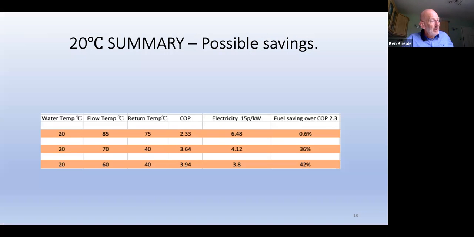There's a summary of some other numbers that we've got. So even with a high incoming water temperature of 20 degrees, we can save huge amounts of electricity if we get that flow and return temperature correct.